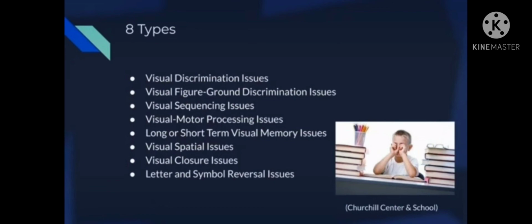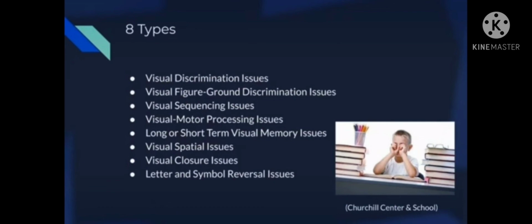Seventh, visual closure issues. When we read, visual closure allows us to quickly recognize letters and words without having to fully decode them. Our brains fill in the information quickly using visual closure, and this increases reading efficiency. Because efficiency is increased, we not only read faster but also with better comprehension.